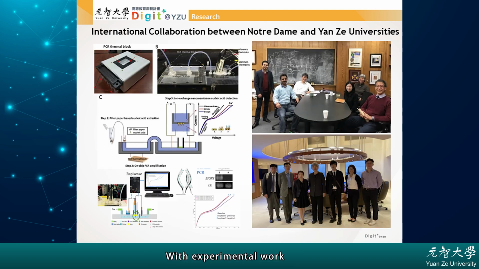With experimental work and theoretical simulation running hand in hand, efficiently using the latest technologies in the strong manufacturing and electronics base in Taiwan, together they enable us to collaborate with the University of Notre Dame on the development of the next generation of a fully automated nucleic acid detection platform using custom designed biochips.